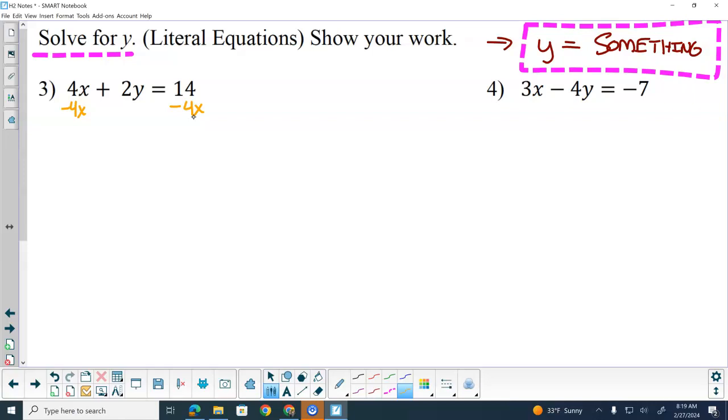Can I combine 14 and negative 4x? Why not? They're not the same. They're not like terms. One's got an x, one doesn't. Because these two go away, that's going to leave me with 2y, and I can't combine those because they're not like terms, so I just have to write it like that.